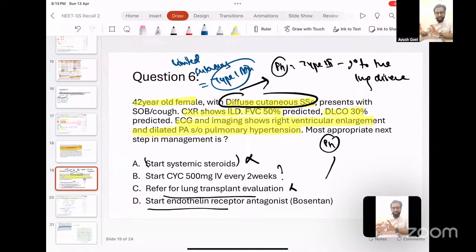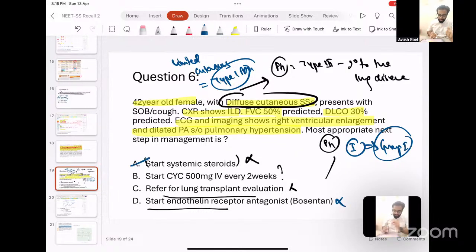When we discuss pulmonary hypertension and PH specific therapies, like endothelin receptor antagonists or PDE5 inhibitors, all of these therapies are only approved for group 1 PH. When we talk about group 3 PH, the treatment is only treating the underlying lung condition, and there is no role for these PH specific therapies. So this patient has diffuse cutaneous systemic sclerosis. Therefore, there is no role of a PH specific therapy for treating the pulmonary hypertension. Even if you don't know the correct answer, by removing the three options, we know that option B, start cyclophosphamide every 2 weeks, is the correct answer.